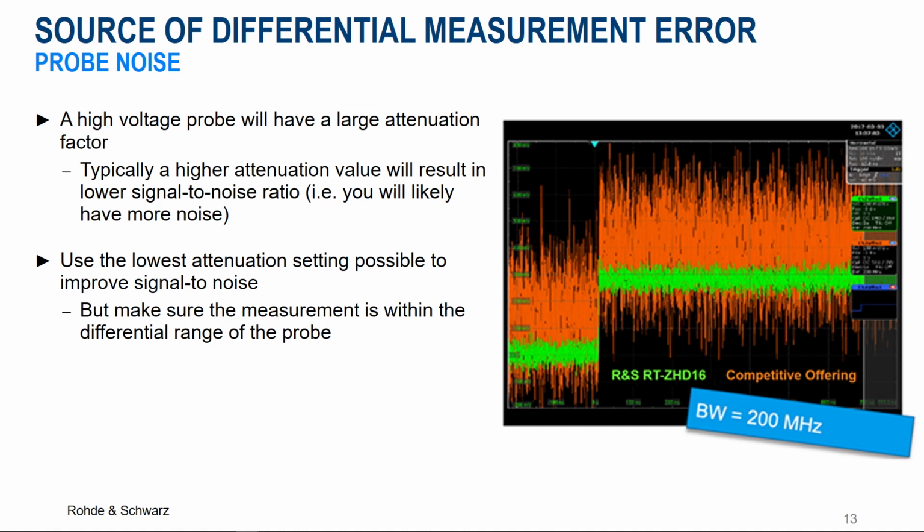A probe's noise specification is usually called out in the datasheet as input-referred noise or random noise. A probe with switchable attenuation factors will always have less noise in its lower attenuation setting. When using a Rohde & Schwarz ZHD series probe, you always want to select the lower attenuation range if the signal of interest falls within the dynamic range of that setting. It's especially important to consider a probe's noise specification when measuring small signals in the presence of large common mode voltage, such as when you're measuring the high side gate driver.